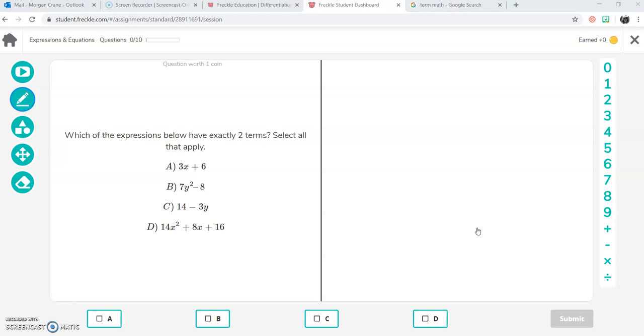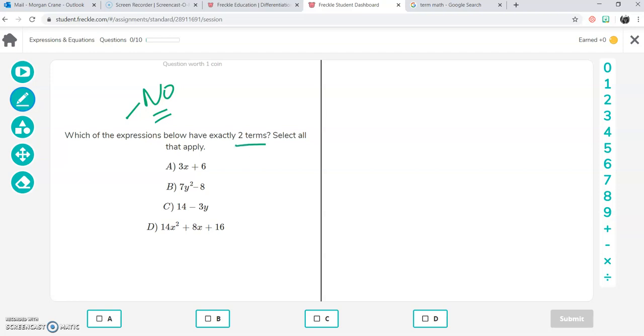So before we get started, an expression is when we have numbers and variables in the same problem, but we don't have an equal sign. Okay, so an expression means no equal. And when we get to an equal sign, that's an equation. All right, so the expression below, we need to figure out which one has two terms.